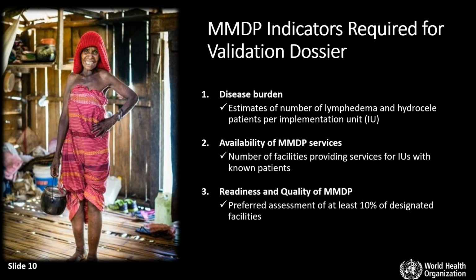Additionally, a country must document the availability of the minimum package of care and do so as the number of facilities for the implementation units with known patients. And finally, a country must document through an assessment of at least 10% of designated facilities, the readiness and quality of the care that is being provided. Next slide.